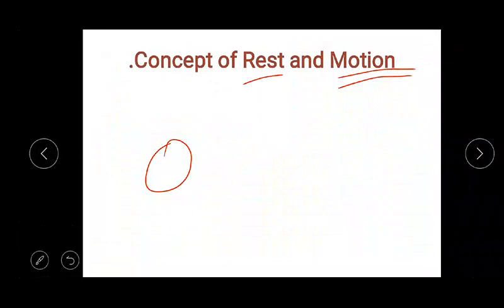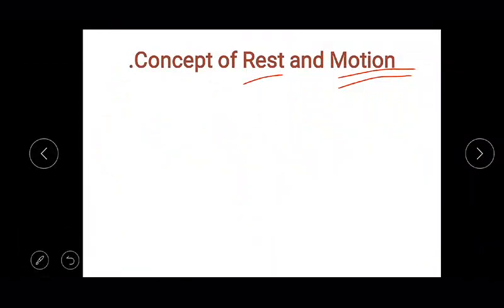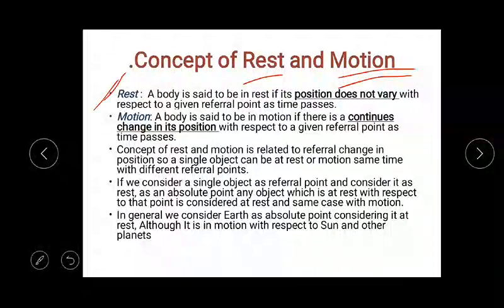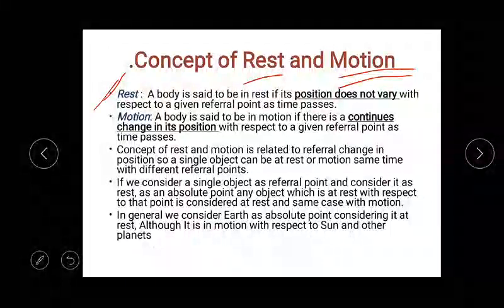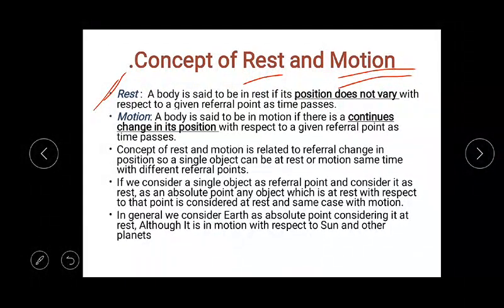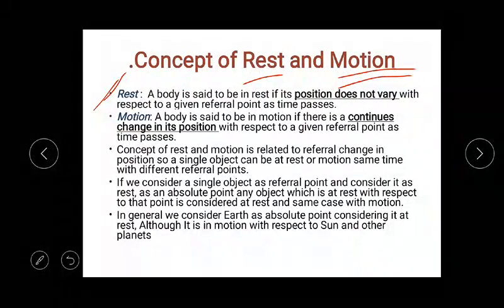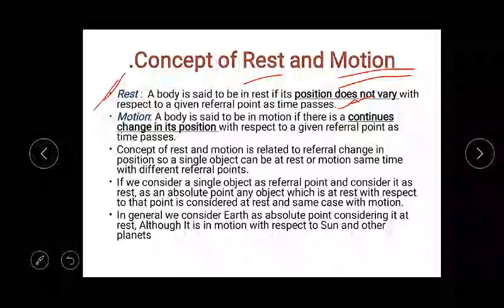Here it is. Now here we can define rest: a body is said to be at rest if its position does not vary with respect to a given referral point as time passes. So this is the definition for rest.